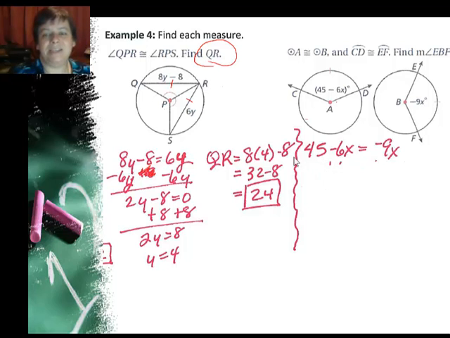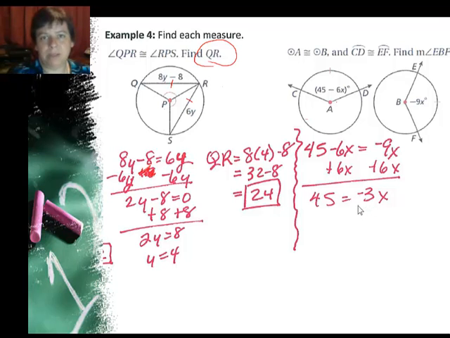In this case, since I had the number just on one side, I decided to go ahead and add 6x to both sides. So I get 45 equals negative 3x. Well, x is being multiplied, so the only way to undo that is to divide. So I divide both sides by negative 3, and I get x equals negative 15. If you use your calculator and you go 45 divided by negative 3, you will get negative 15.